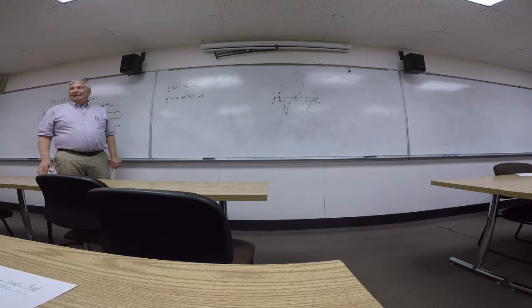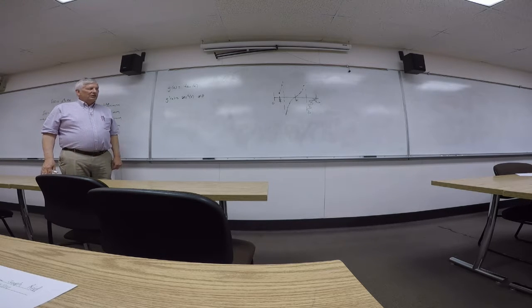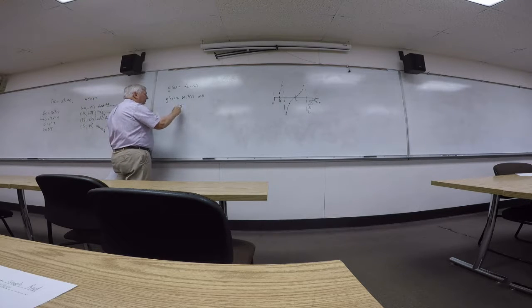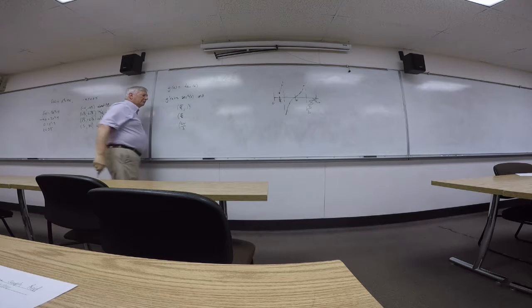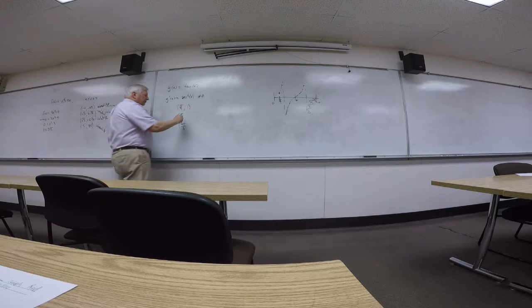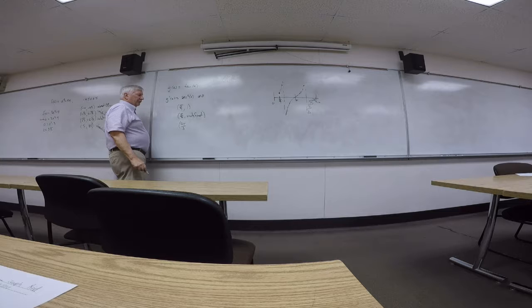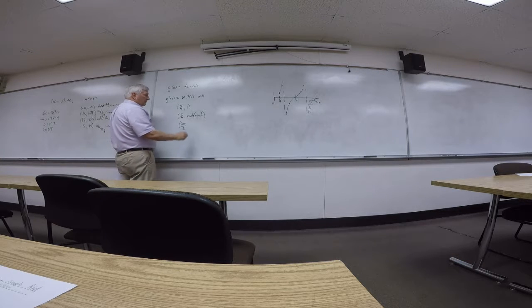So there are 3 values I want to look at. Pi over 4, pi over 2, and 4 pi over 3. At pi over 4, the value of the tangent is 1. At pi over 2, it is undefined. And 4 pi over 3, it is square root 3.